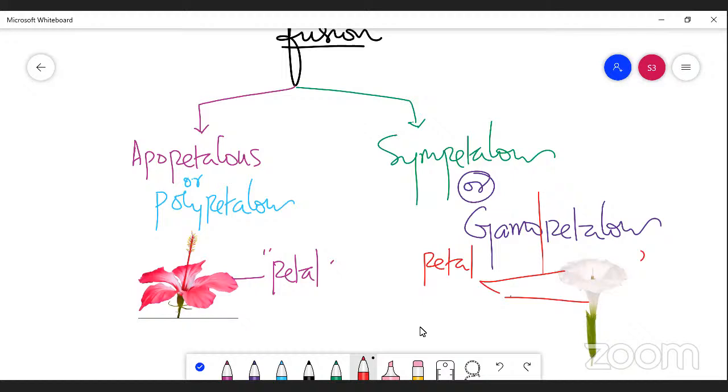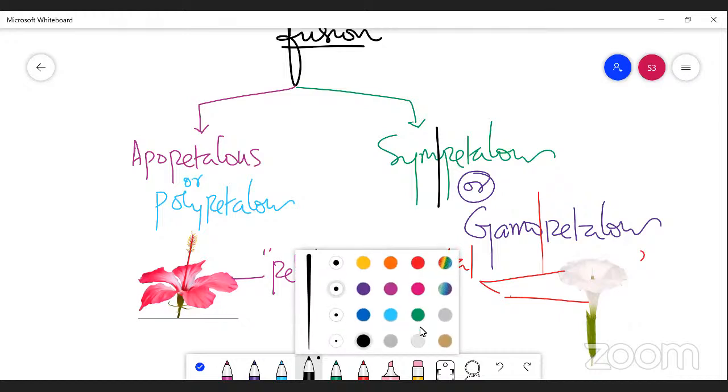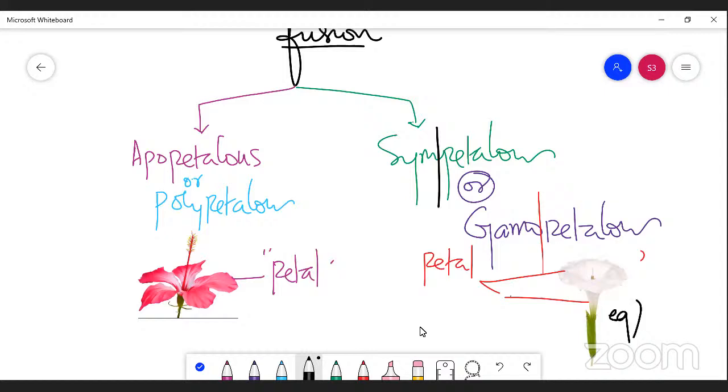I repeat once again: sympetalous, sym means union or fused. The petals are fused at the base, or from the middle portion, or from the top of the flower. Here, in Datura metel, I have given an example for sympetalous or gamopetalous. In the white Datura flower, all the petals are fused or jointed, so that is called sympetalous or gamopetalous.